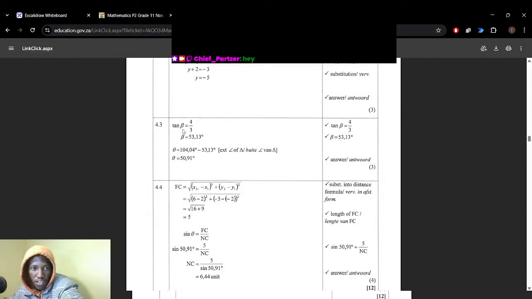So yeah, this was the beta value. That's how we calculated it. Beta was correct.